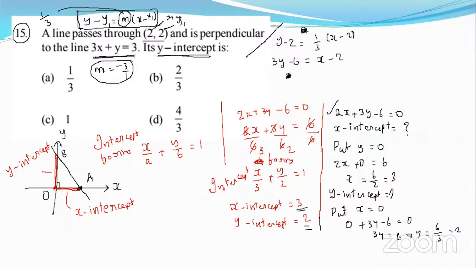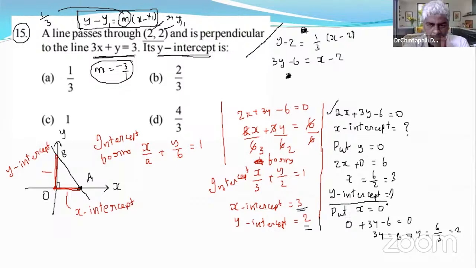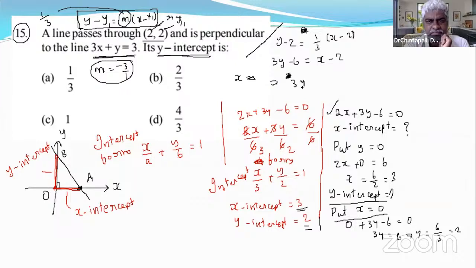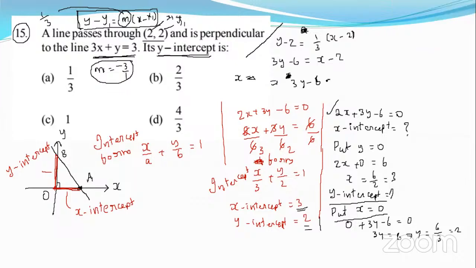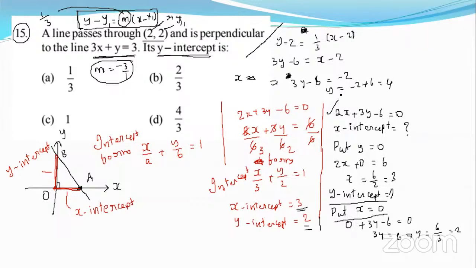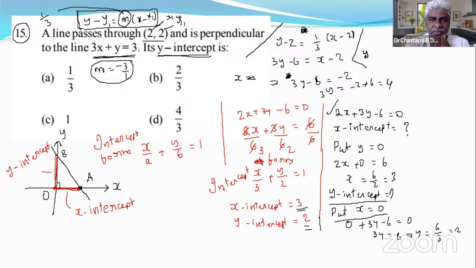To find the y-intercept, what should we do? Put x is equal to 0. Then 3y minus 6 equals minus 2. 3y is equal to minus 2 plus 6, which is 4. Yes, very good. You are right. y is equal to 4 over 3. Option D. Very good.